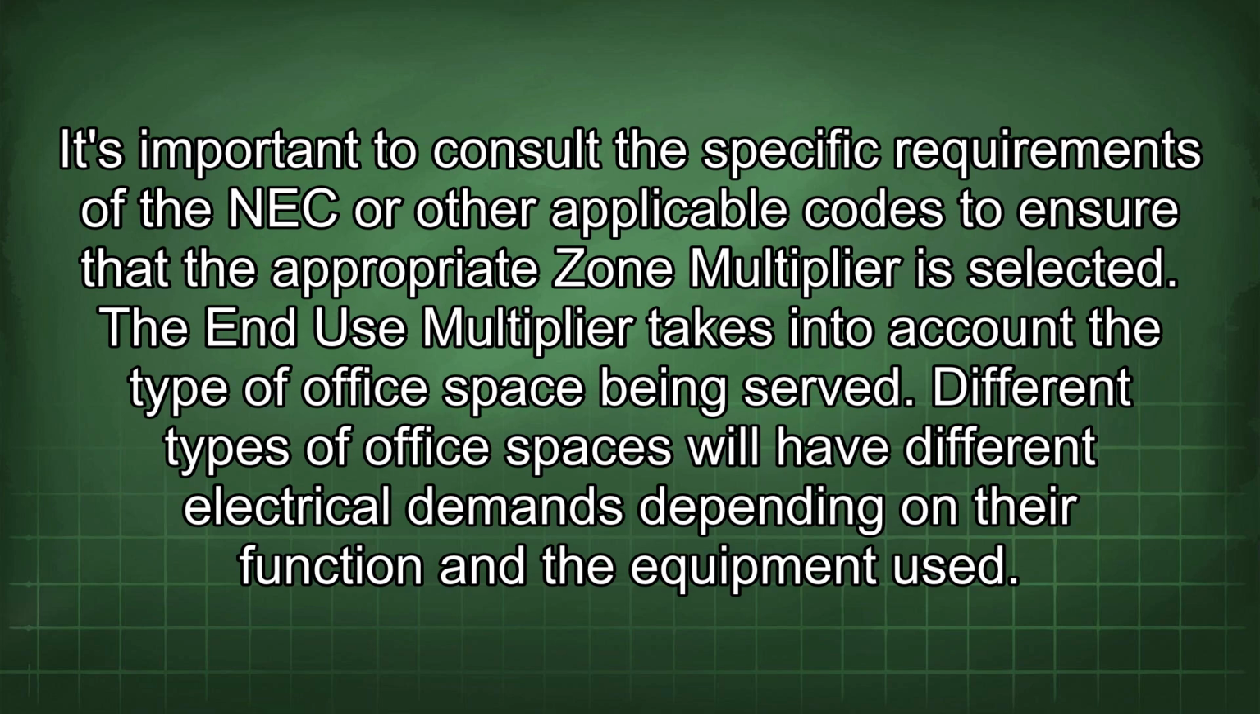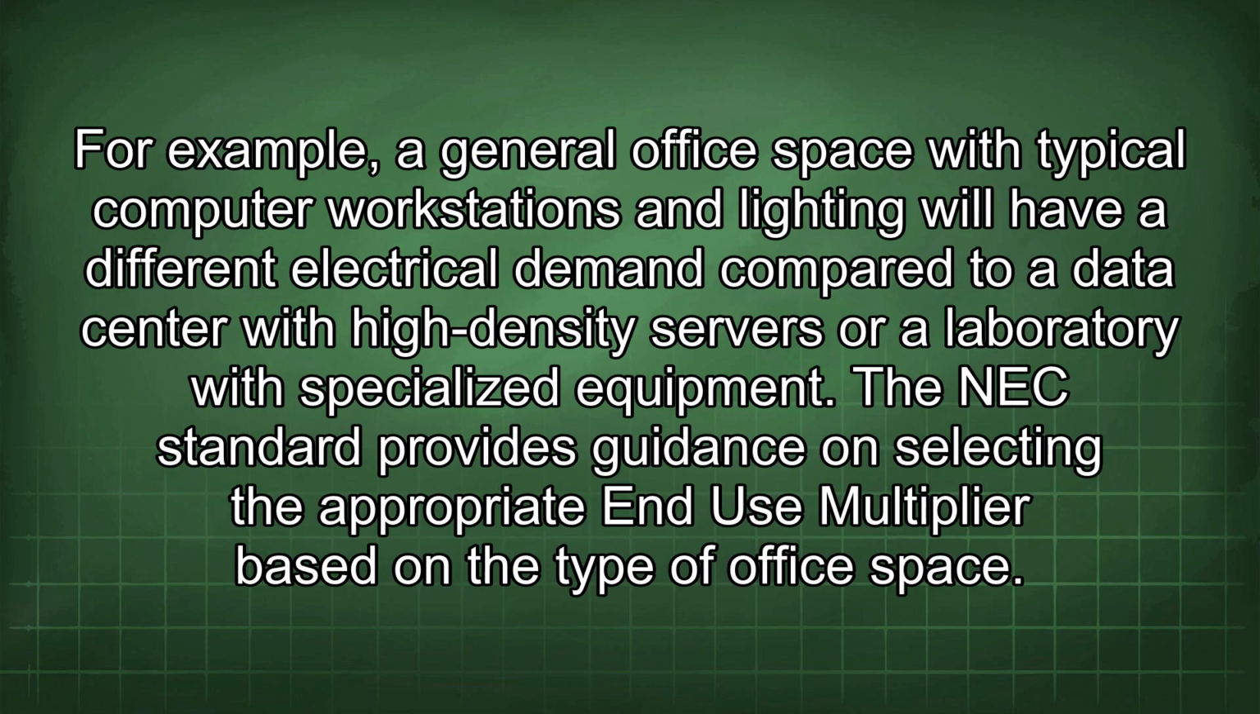The end-use multiplier takes into account the type of office space being served. Different types of office spaces will have different electrical demands depending on their function and the equipment used. For example, a general office space with typical computer workstations and lighting will have a different electrical demand compared to a data center with high-density servers or a laboratory with specialized equipment.